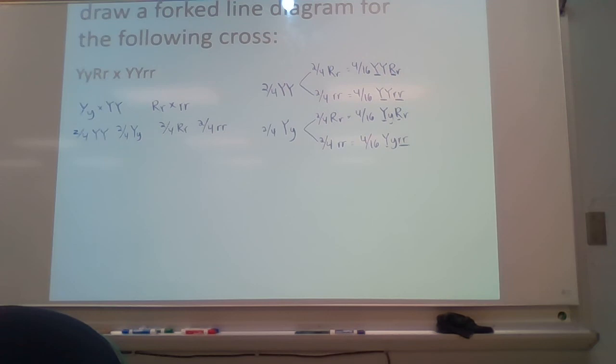Be very careful. Make sure you start with the right parent genotypes, because if you don't start off with the right parent genotypes, everything's wrong.